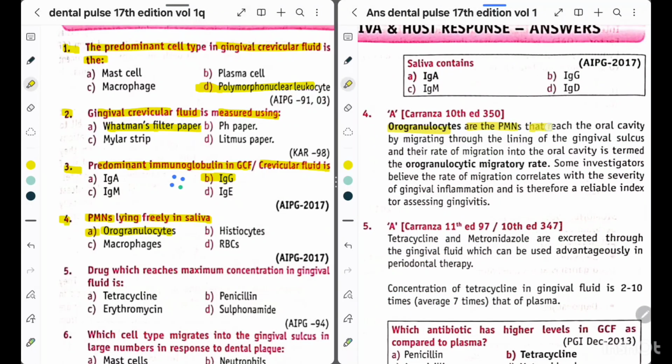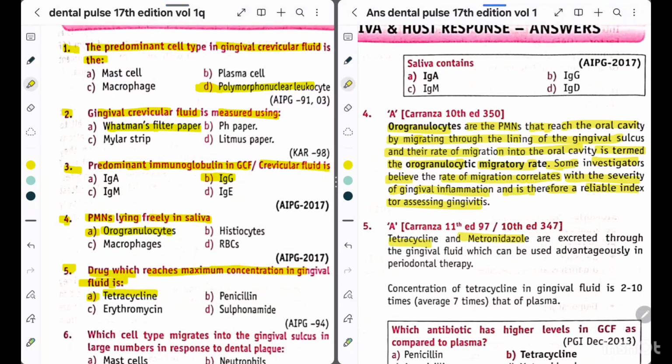Orogranulocytes are the PMNs that reach the oral cavity by migrating through the lining of the gingival sulcus, and their rate of migration into the oral cavity is termed the orogranulocytic migratory rate. Some investigators believe that the rate of migration correlates with the severity of gingival inflammation and is therefore a reliable index for assessing gingivitis. Now question 5. Drug which reaches the maximum concentration in gingival fluid is... So the answer is option A, tetracycline.